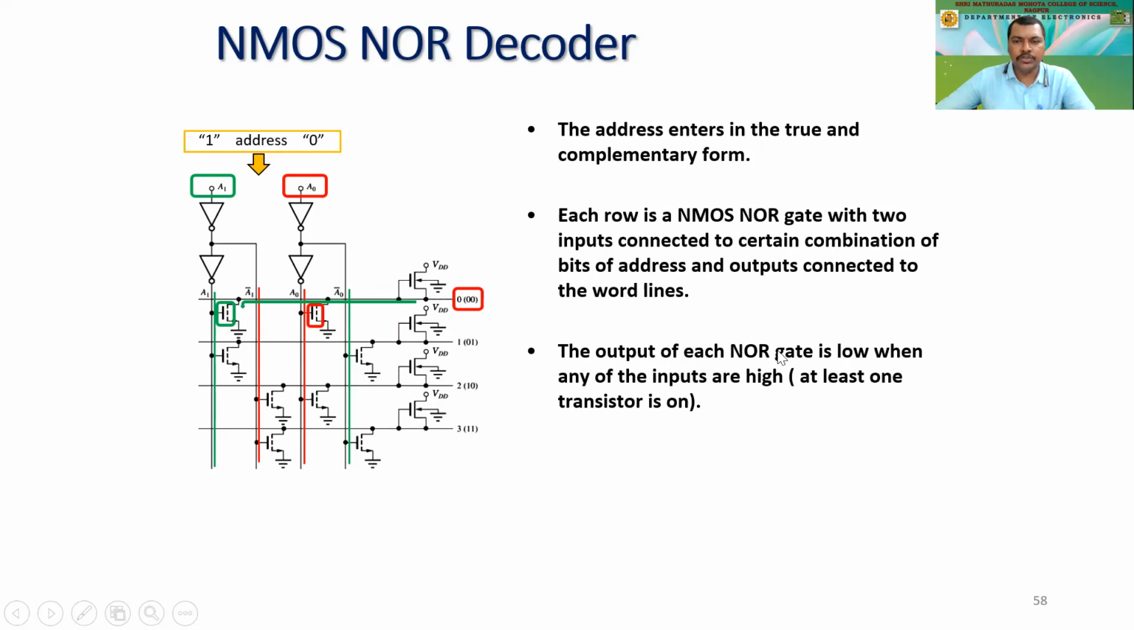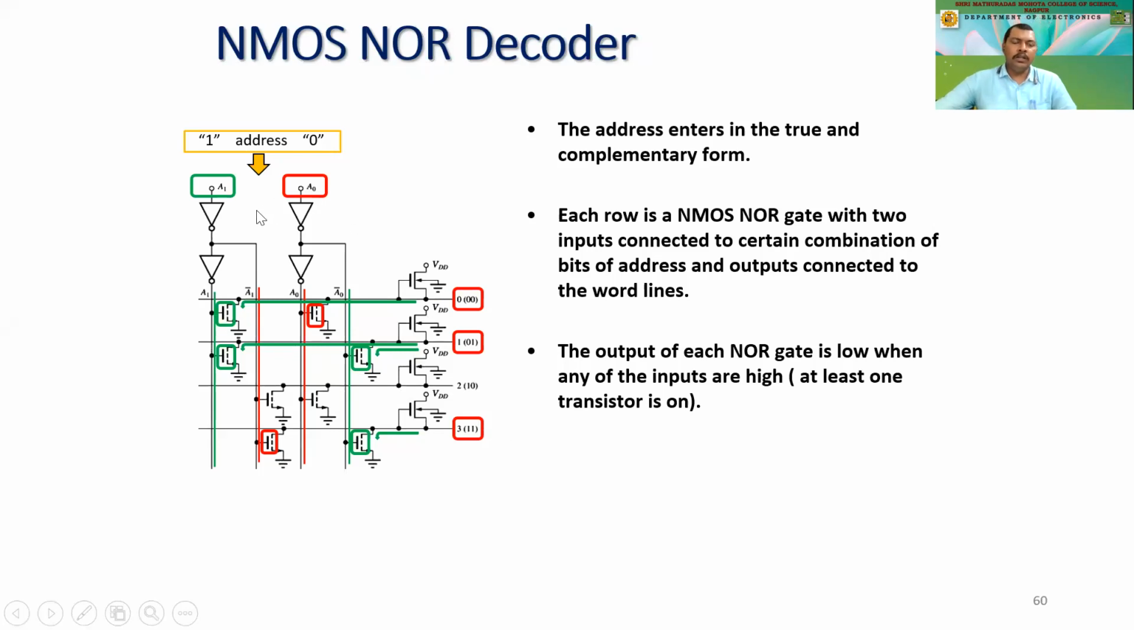So the output of each NOR gate is low when any of the inputs are high. At least one of the transistors is on, right? So this is low, and we are having this. Likewise, another is when we are having 0, 1, so the output is like this, and when we are having 1, 0, the output is like this, and when we are having 1, 1, the output is like this. So this is the basic structure of NMOS NOR, where we are having only two lines.